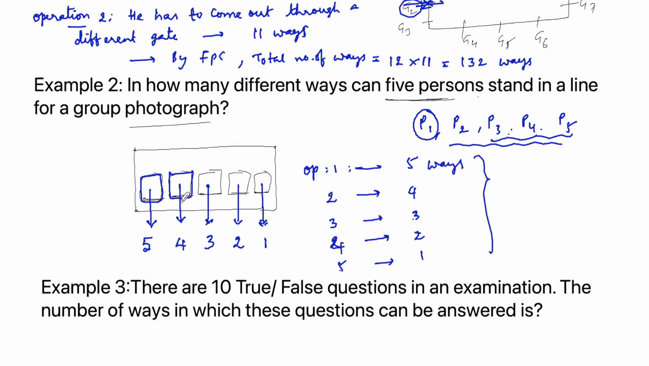All the positions being occupied are dependent on each other. So by the multiplication principle of counting, the fundamental principle of counting, the total number of ways is 5 into 4 into 3 into 2 into 1. That is 5 times 4 is 20, 20 times 3 is 60, 60 times 2 is 120. So 120 ways. In 120 different ways, all five persons can stand in a line for a group photograph. Okay. Now let us see another example.